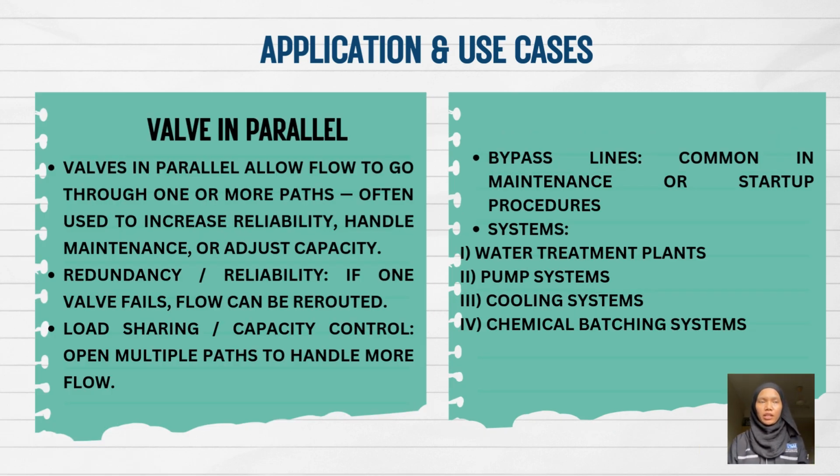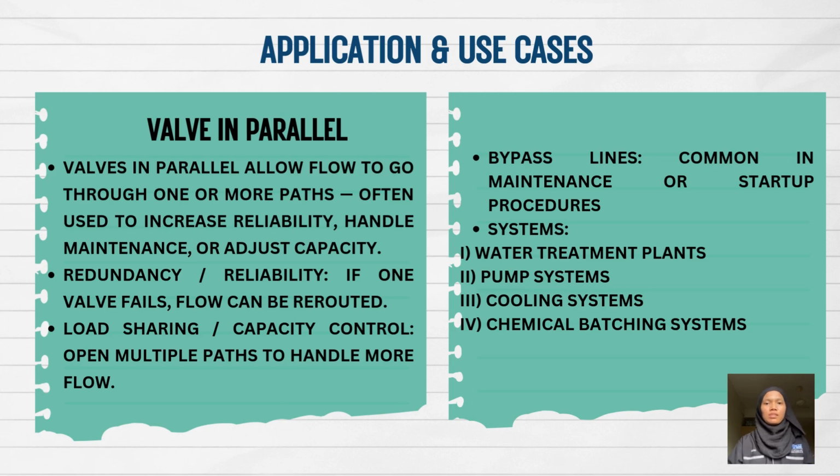These are the applications and use cases for valves in parallel. How it works is valves in parallel allow flow to go through one or more paths and are often used to increase reliability, handle maintenance or adjust capacity. For industrial applications, redundancy or reliability: if one valve fails, flow can be rerouted. And for load sharing or capacity control, open multiple paths to handle more flow. And for bypass lines, common in maintenance or startup procedures.